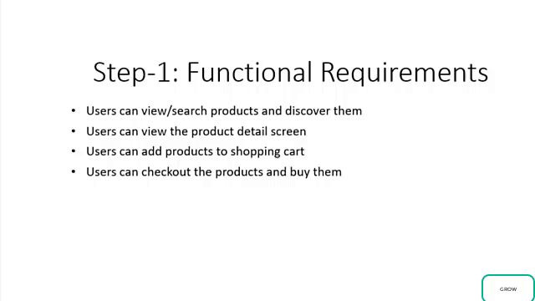For this particular case study, I am thinking these 4 can be the functional requirements. User can view, search the products and discover them. User can view the product detail. User can add products to the shopping cart. User can then check out the product and buy them.